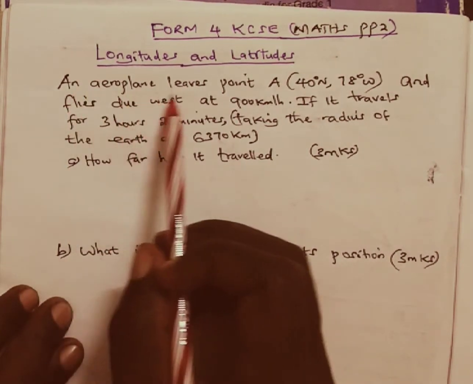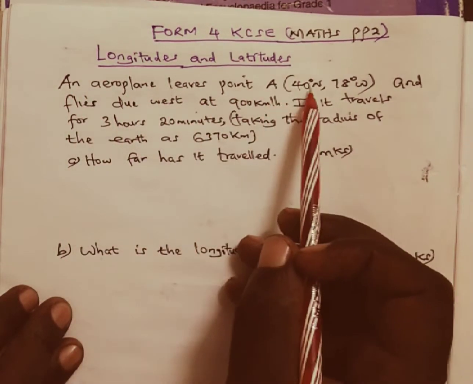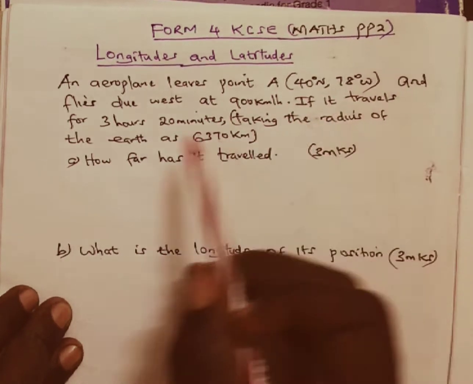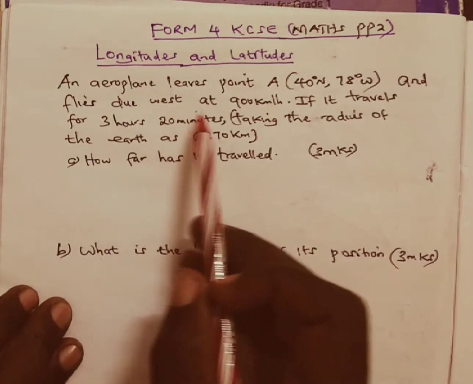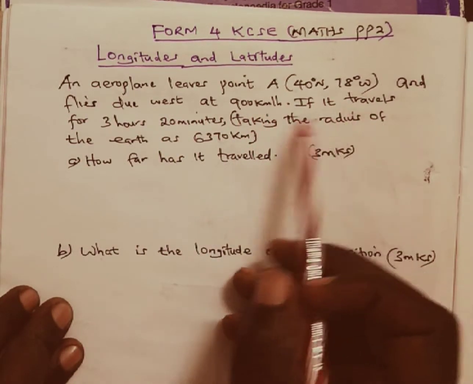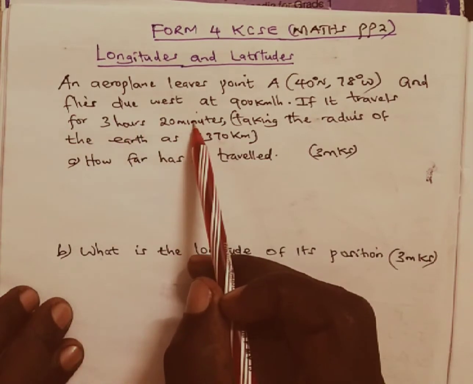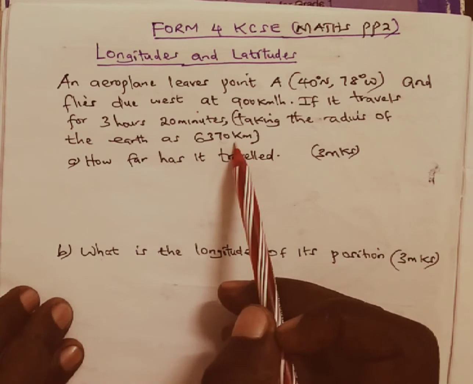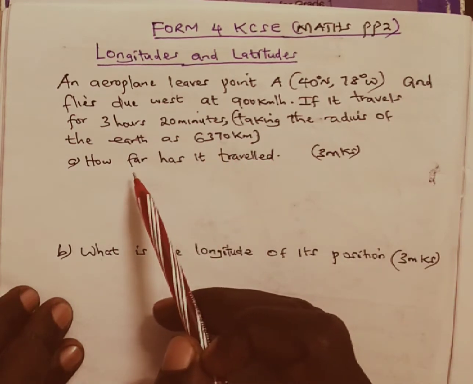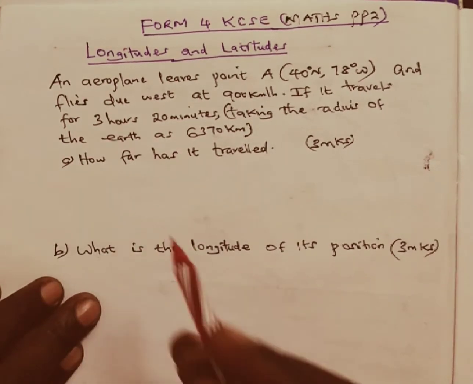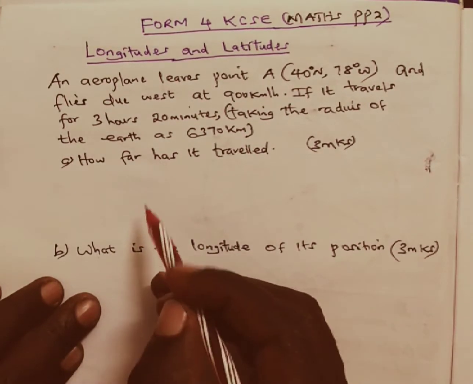An aeroplane leaves point A, 40 degrees north, 78 degrees west, and flies due west at 900 kilometers per hour. If it travels for 3 hours 20 minutes, taking the radius of the earth as 6370 kilometers, how far has it traveled? How far in this case is referring to distance.